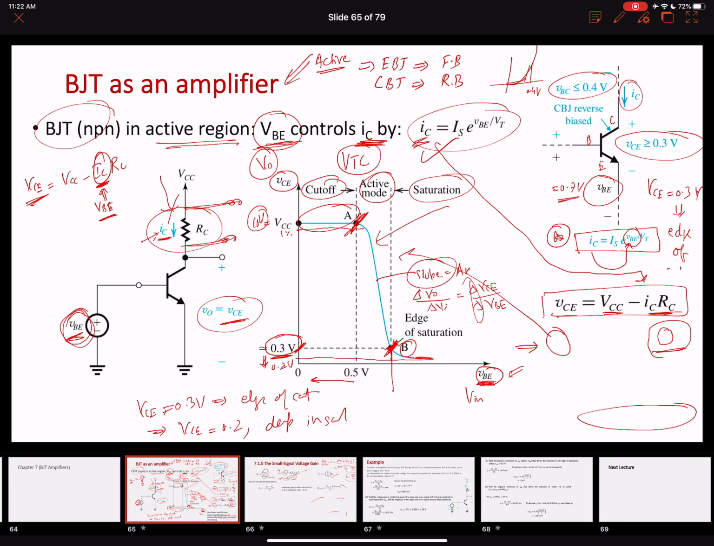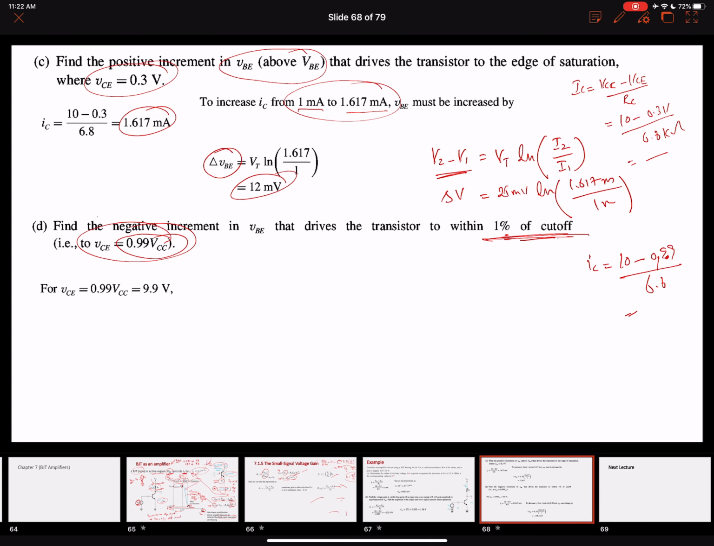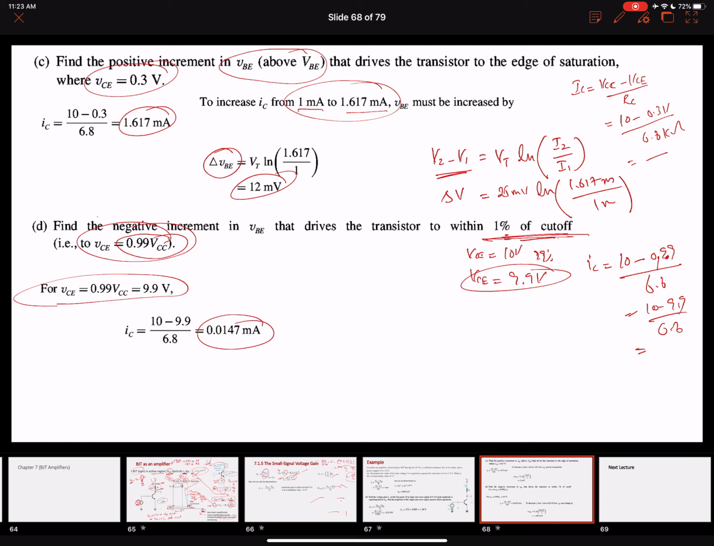So again, we can go back and look at that. We want to reach 1% of the VCE value, which should be 99% of the VCC value. If our VCC was 10 volts, then 99% of the 10 volts means our new value of the VCE will be 9.9 volts. So for this value of the VCE, 10 minus 9.9 over 6.8, the answer will come out to be this.